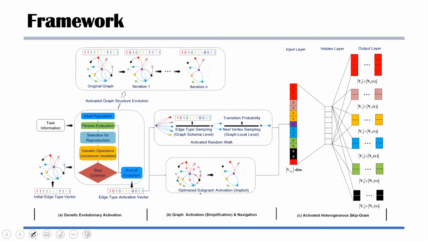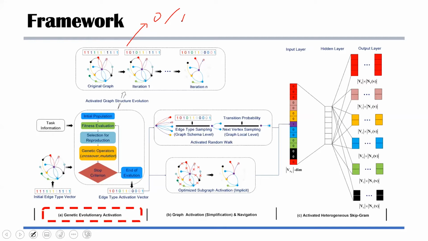So let's take a look at the algorithm framework here. Unlike the other existing methodology, when we represent the heterogeneous graph, we may have more than 10 different kinds of edges. So for each kind of edge, we use 0 or 1 to represent whether this edge type is selected or not. 0 means this type is being ignored for the target task, and 1 means this edge type is being selected for random walk for the given task.